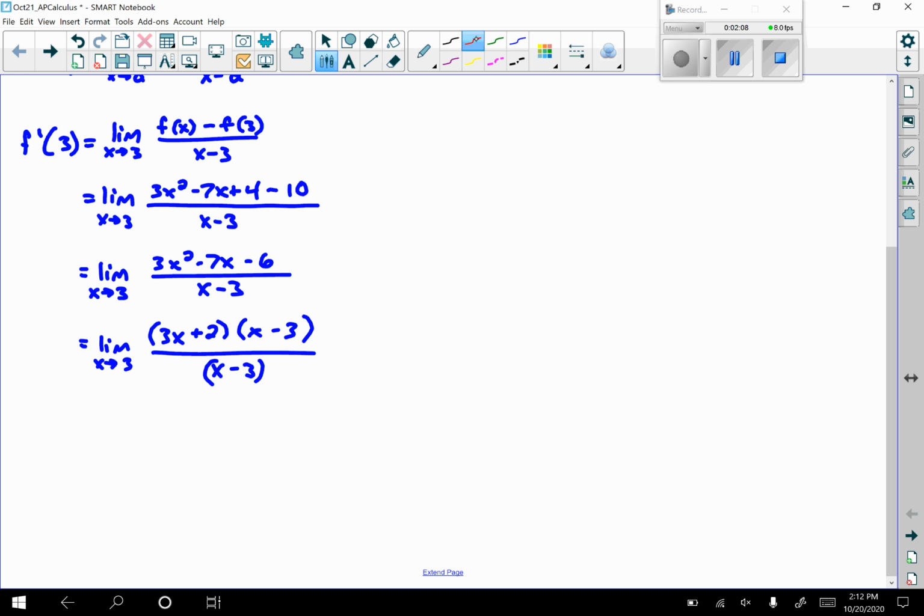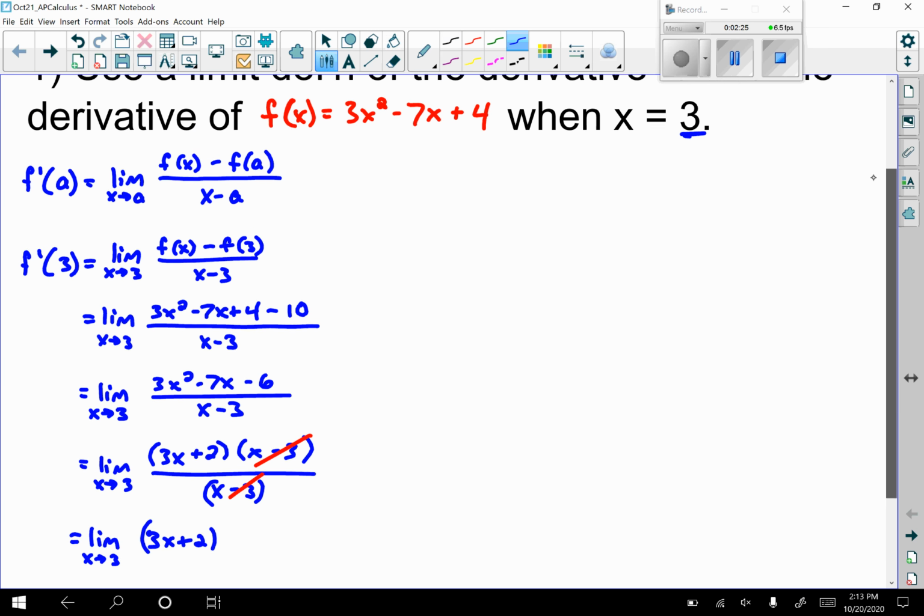So the x minus 3's divide out. I'm still left with the limit as x approaches 3 of 3x plus 2. Now I could do direct substitution. So f prime at 3 is going to equal 11. So that was pretty simple, a little bit of factoring involved.